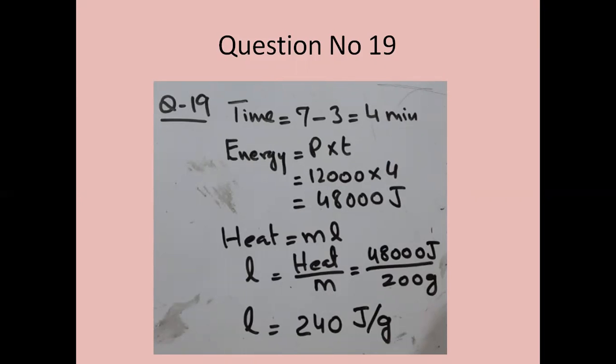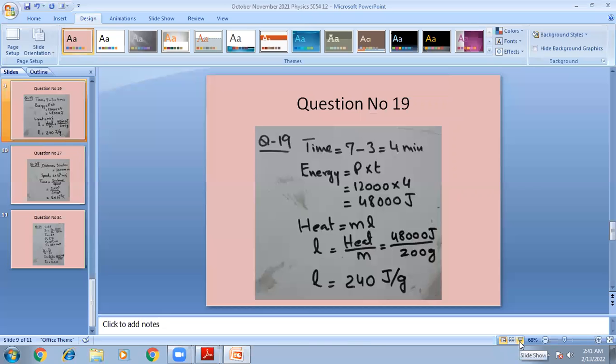And when the state is changing, we use the formula heat is equal to mL, where heat is the heat which is absorbed or given, m is the mass of that thing, and L is the specific latent heat of fusion. So L will be equal to heat divided by m. So 48,000 joules divided by 200 grams gives 240 joules per gram.